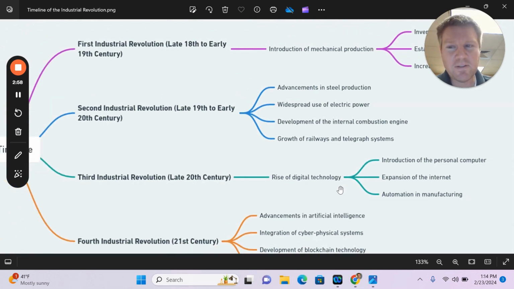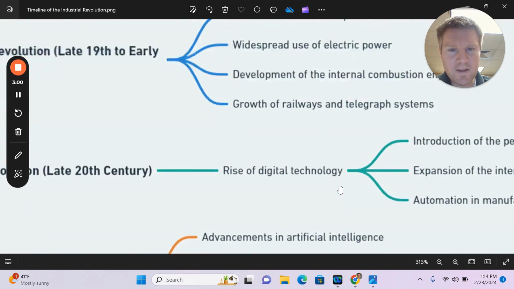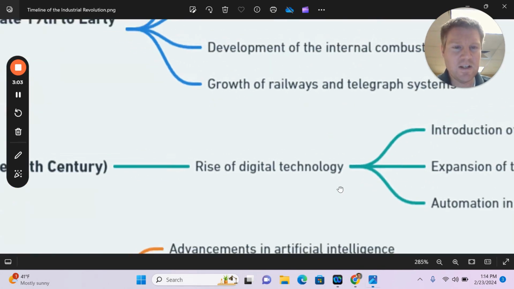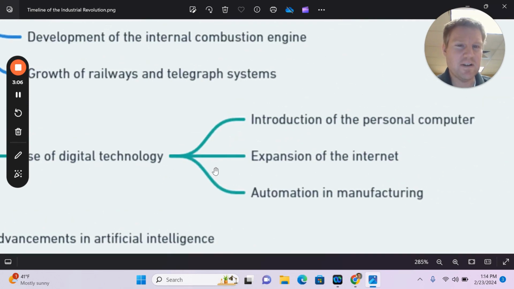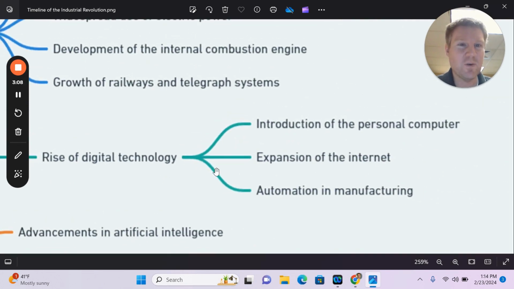Then our third industrial revolution, trying to zoom in correctly here. I was around during this time, so now we're starting to get into more recent times. Introduction of the personal computer, expansion of the internet, automation and manufacturing. So that's like the early stage robots, the early stage internet, and the introduction of the PC. So when we talk about PC, we're not talking about laptops, Chromebooks, tablets. This is like the 1970s large computer that can only run simple programs.